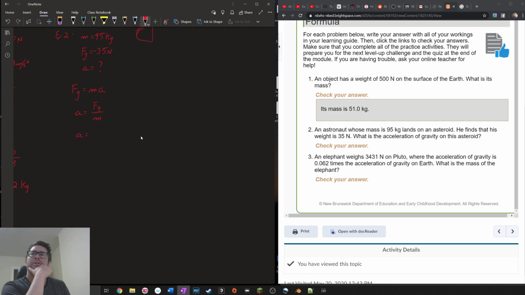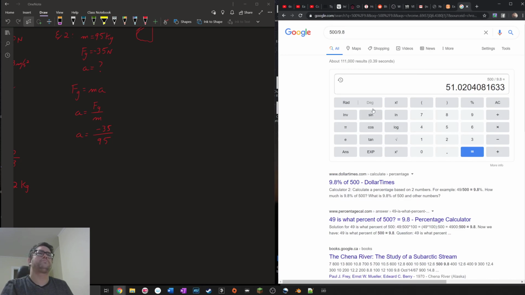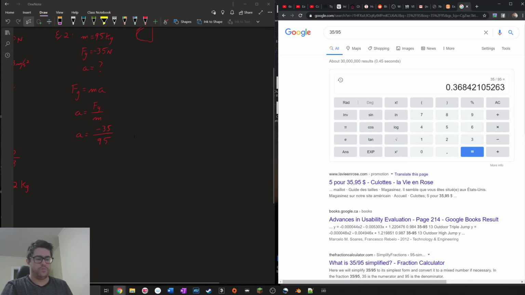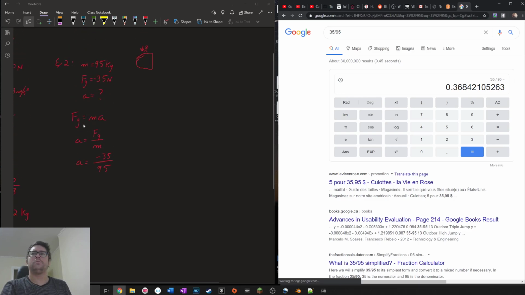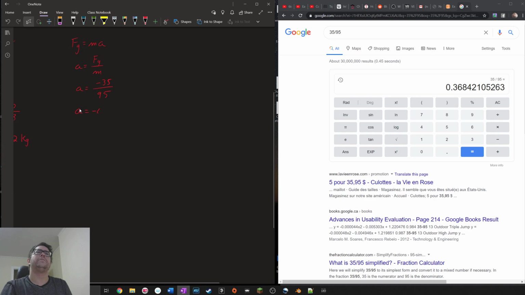And then a would be minus 35 over 95. Calculator, 35 divided by 95. Minus 0.368 meter per second square.